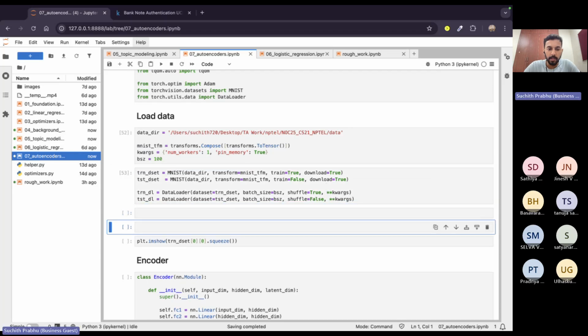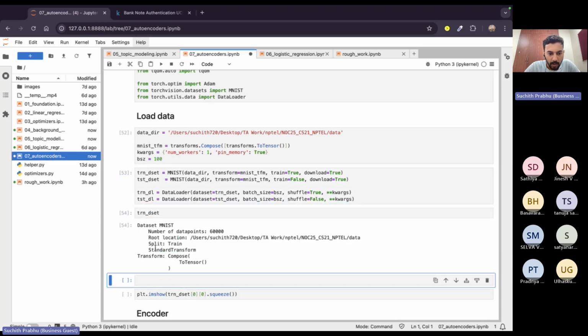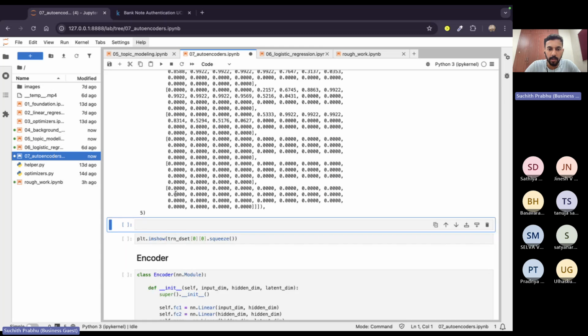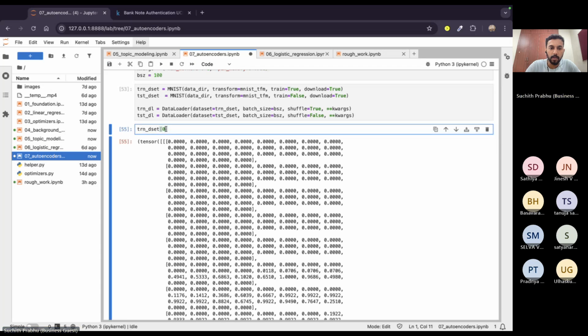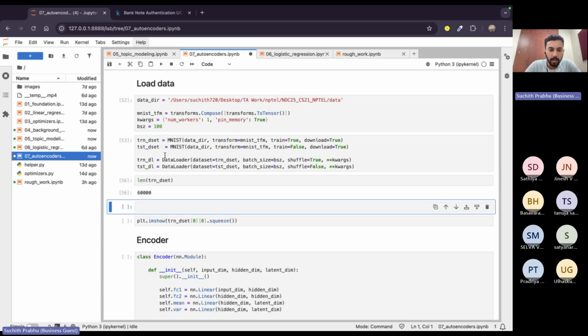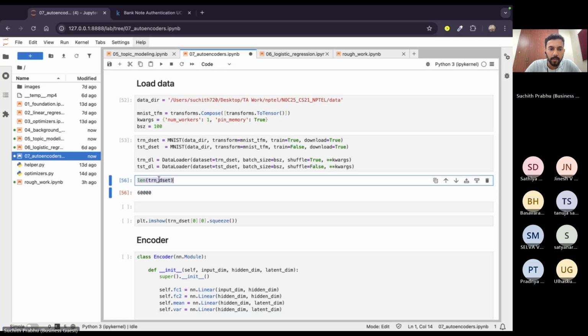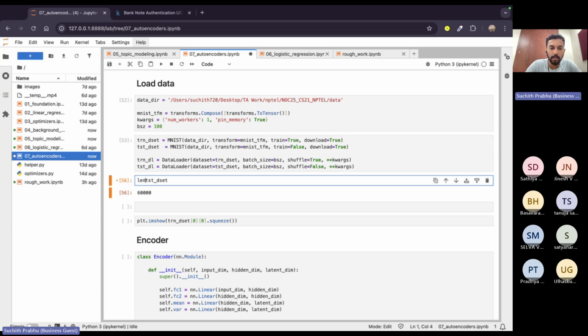Basically it's a wrapper. If you look at the object, when you index into a data set, it'll return one image. Let's see how many images there are. When you check the length, there are 60K images present in this data set. Similarly in the test data set, let's look at the length, first test and train.